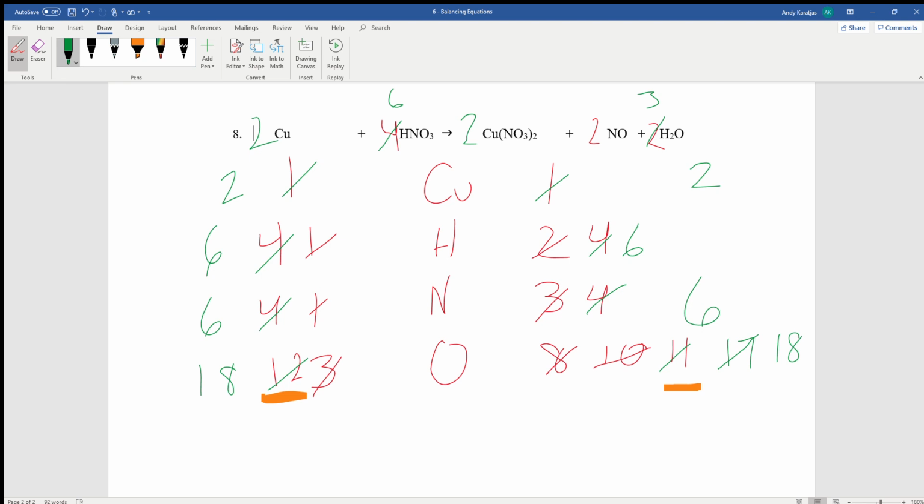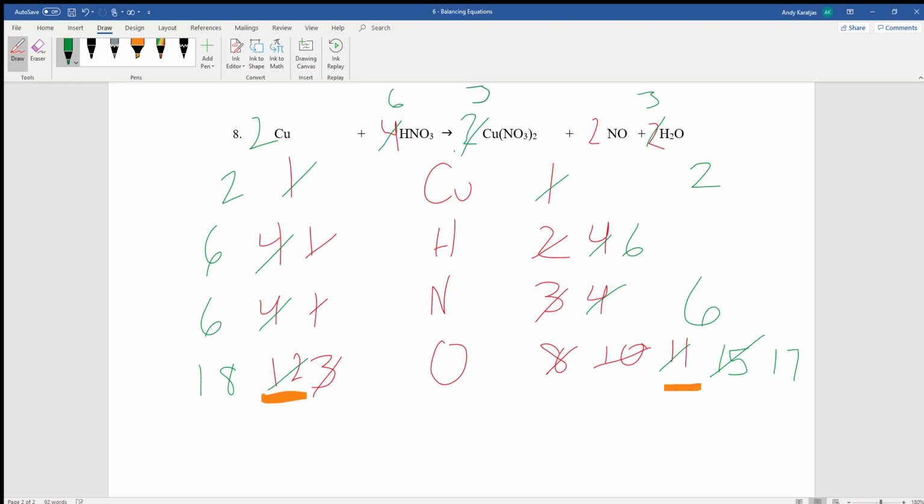So let's check. We've got 6 hydrogens on each side, 2 coppers, 6 nitrogens, and I'm sorry, I made a mistake here. We initially had 15, and so now we've gone to 17. So has that helped us? Maybe. Let's see what happens if we do it again.